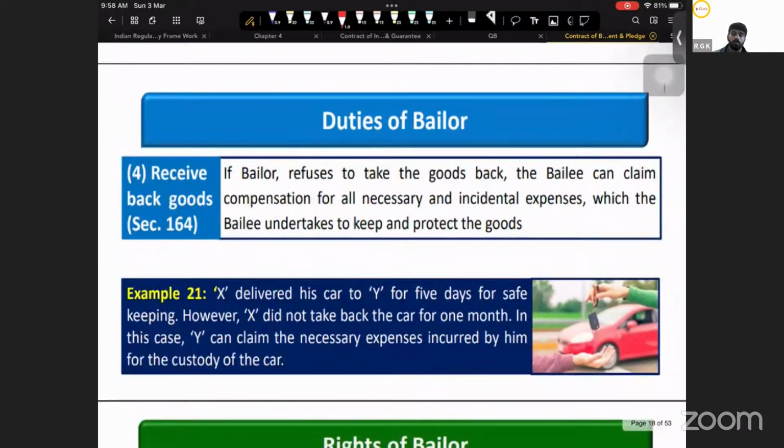Next, duty of the bailer to take back the goods. It is the duty of the bailer to take back the goods. If bailer refuses to take the goods back, bailee can claim compensation for necessary and incidental expenses which the bailee undertakes to keep and protect the goods. So bailer has to take back the goods within the due time.